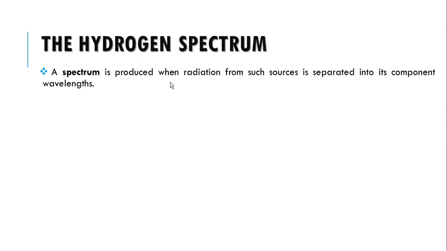So you should be very careful about that. What does spectrum mean? When you get radiation from a source, it is separated into components according to wavelength. This is what we call the spectrum.